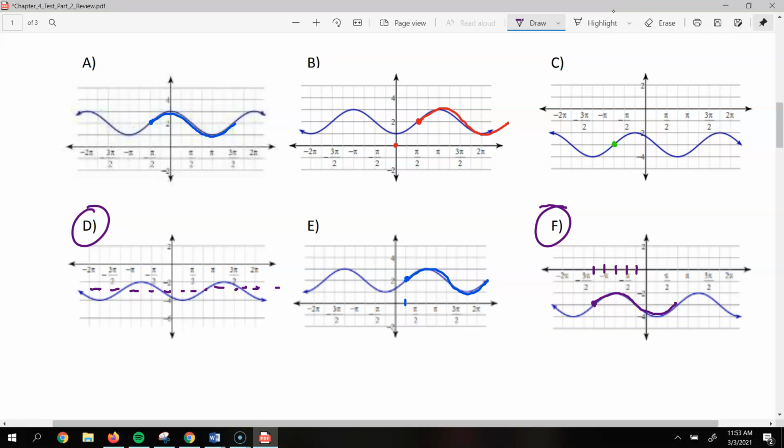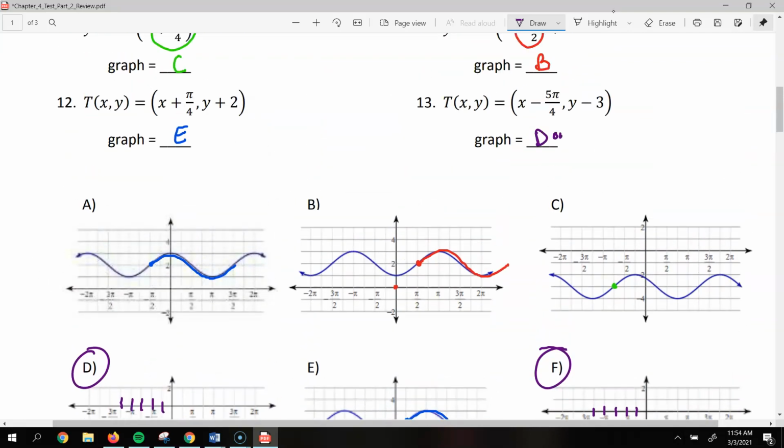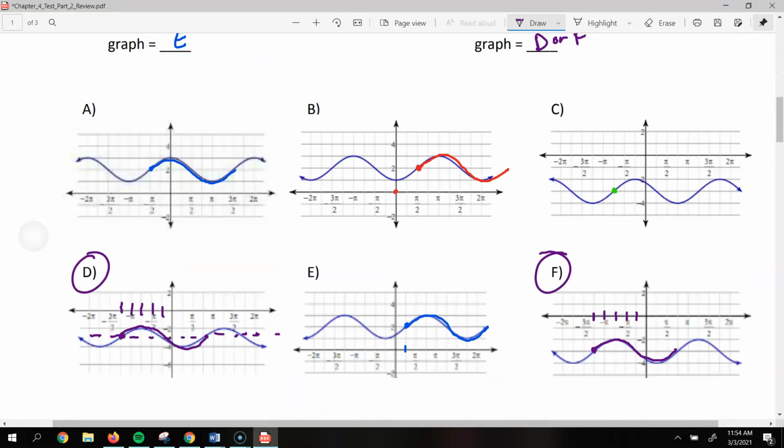But if you said D, that one works too, because again, these each would be 1 pi over 4 units. So this would be 1 pi over 4, 2 pi over 4, 3 pi, 4 pi, 5 pi over 4 would be right here. And sure enough, that starts at 5 pi over 4 units, and it went down 3 units. So D or F. If you said D, if you said F, or even if you said both D and F, it would work. So that would be your answer for number 13.